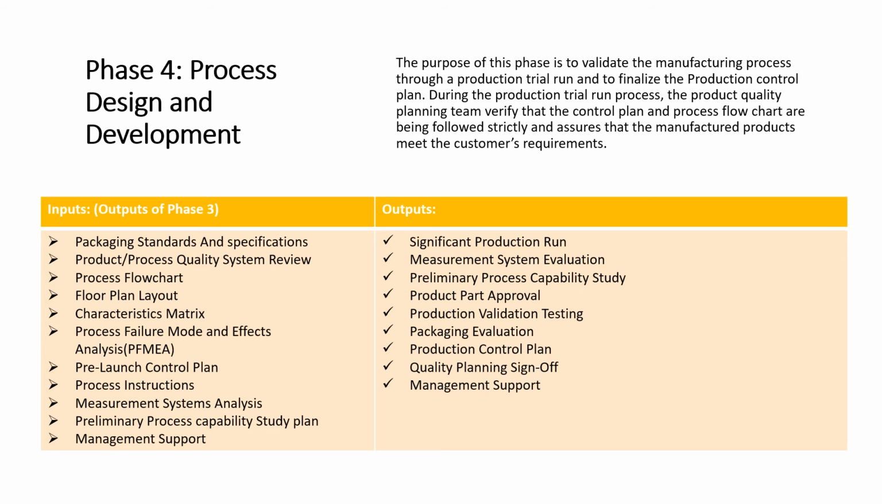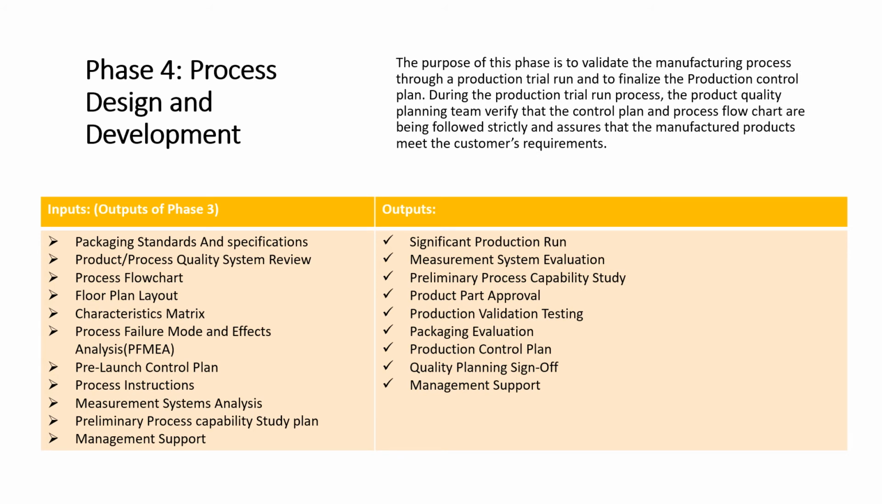The purpose of this phase is to validate the manufacturing process through a production trial run and to finalize the production control plan. During the production trial run, the product quality planning team verifies that the control plan and the process flow chart are being followed strictly, and ensures that the manufactured product meets the customer requirements. So for any phase, the major requirement is to meet the customer requirement.